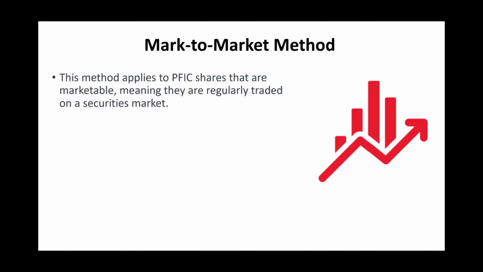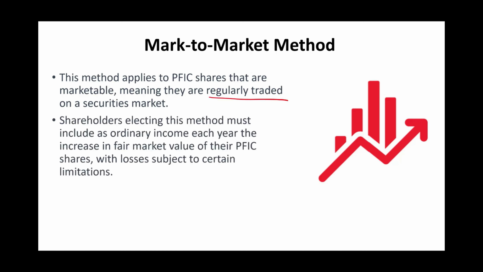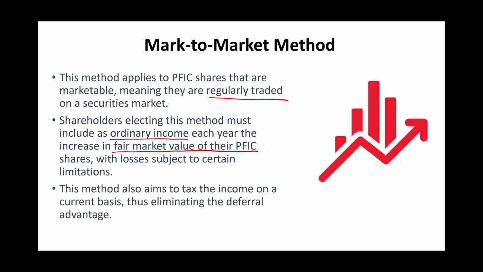This method applies to those passive foreign investment companies if their shares are publicly traded, meaning they are regularly traded and we know the price. Shareholders electing this method, mark-to-market, must include in ordinary income each year the increase in fair value of their shares, with losses subject to certain limitations. Same thing, but what you do is you look at the market value of your investment. If it's up, you include that in your taxes. If it's down, you have losses, you offset. And this method aims to do what? Aims to tax the income on a current basis, eliminating the deferral advantage, because you don't want the deferral. What's going to happen when you have the deferral, the government's going to say you have to pay the taxes plus interest on that deferral.